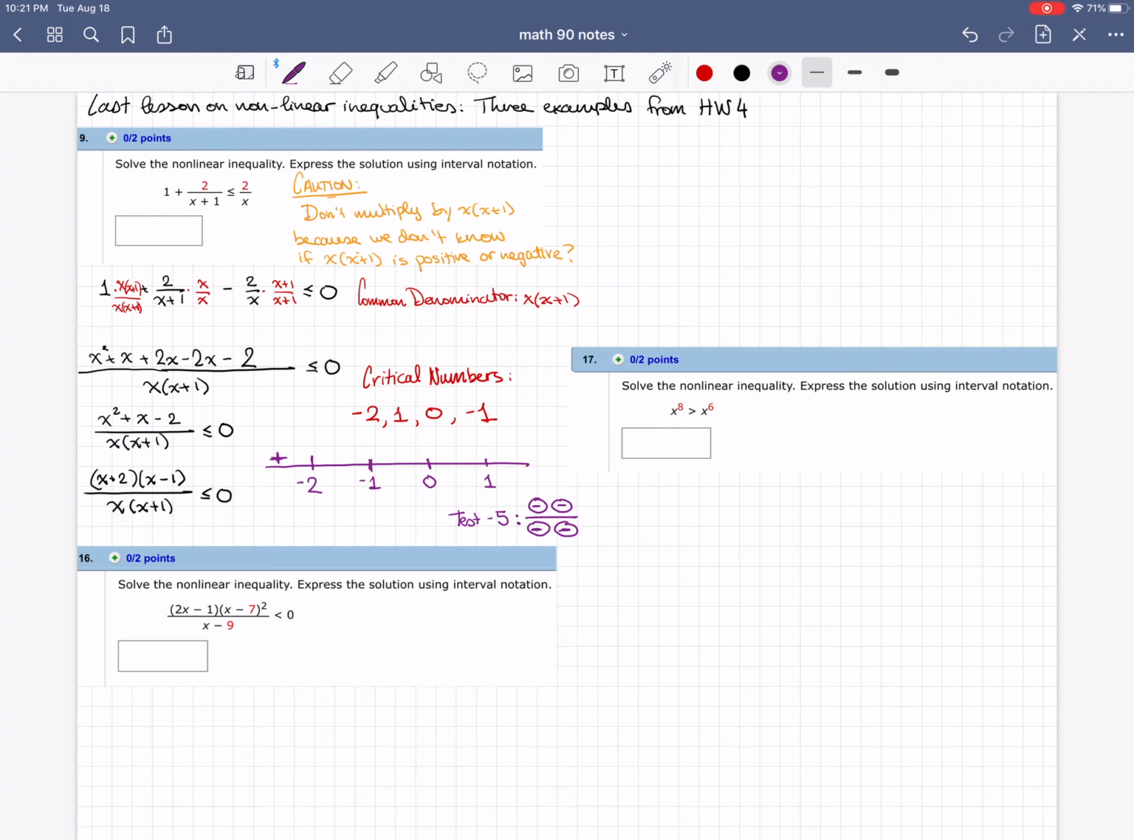Now remember, no non-negative factors, which means that the sign changes as we go through each critical number. And you'll hear me refer to that as a flip-flop sign chart. So there is my sign chart.